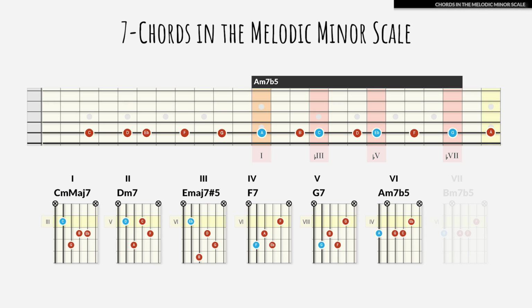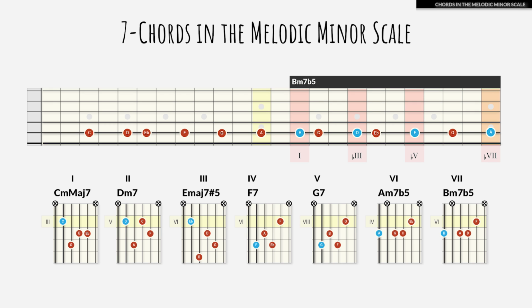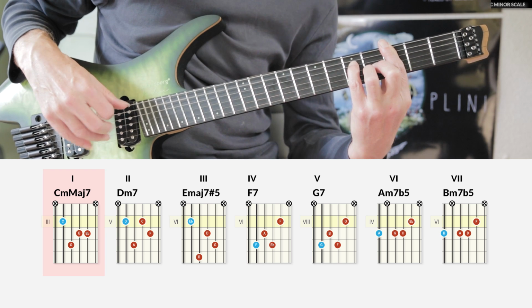In the C melodic minor scale, it's the half diminished chord A minor 7 flat 5. And finally, the chord on the 7th degree will also be a half diminished chord. In the C melodic minor scale, the 7th degree is the B minor 7 flat 5 chord. It contains both major 6th and major 7th degree. Now a good way of studying a scale is to play all the chords or even arpeggios of the 7 chords in a row like this.